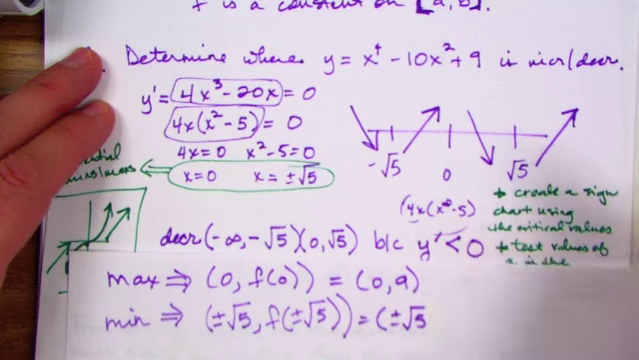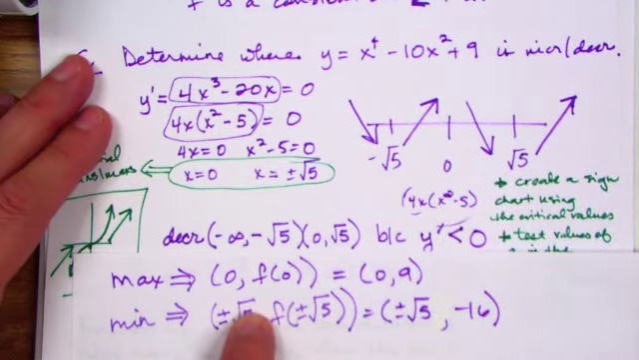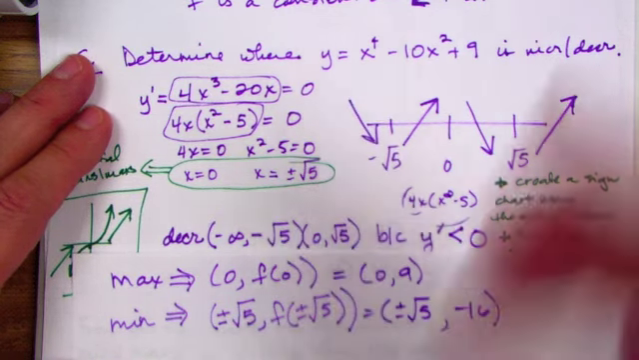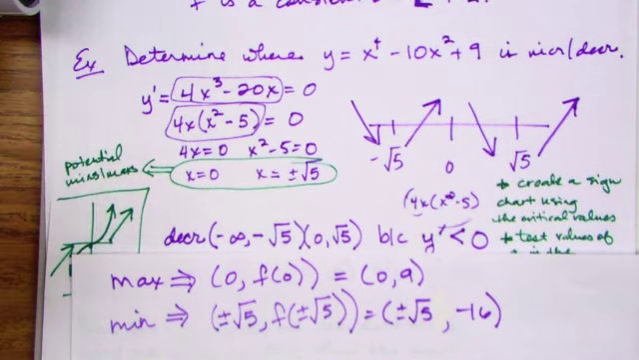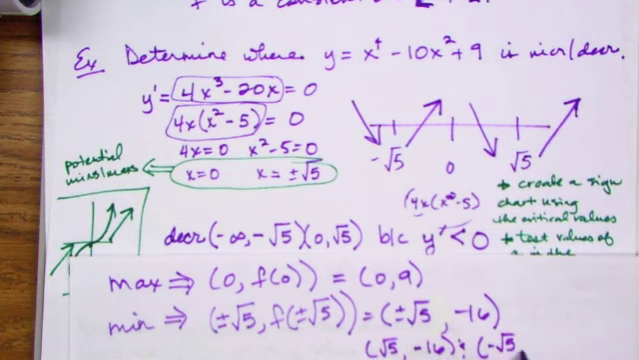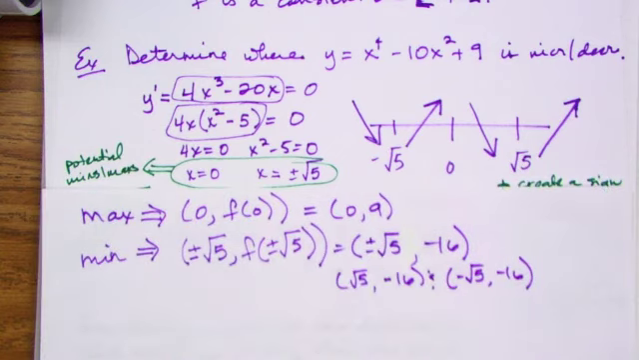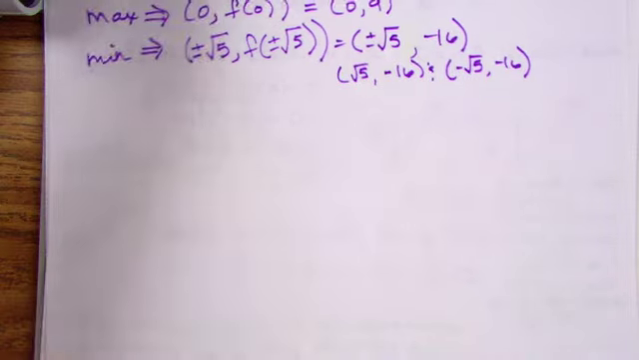Since the exponents are even, you don't have to actually test both of these. It'll give you the same value, because if you raise a negative to an even power, it's going to turn positive. But you could plug them both in if you want. So there's 2 minimums, right? There's a minimum at square root of 5, negative 16, and at negative square root of 5, negative 16. Okay, so all of this leads us to something called the first derivative test.